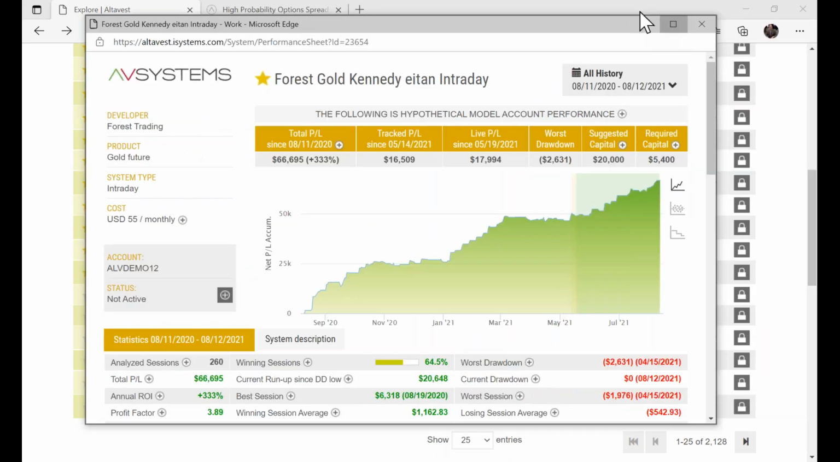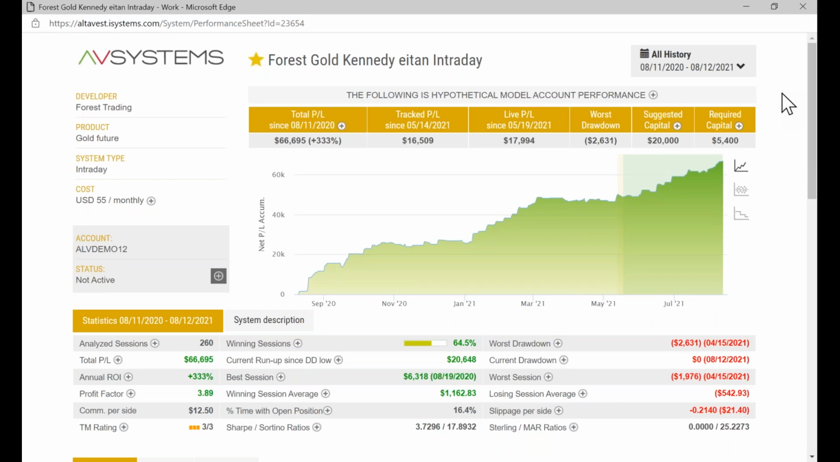And let's take a tour of this particular trading system. We'll kind of start from the top here and work our way down. You'll see the name of the developer is Forest Trading, and that's basically the entity of systems developers, program developers that created this particular system. They wrote the code and the algorithm that automatically trades gold. It's intraday only, so that means you're always out of the contract by the close. It's $55 a month. That's the license fee that goes directly to the developer. And this is our demo account here.